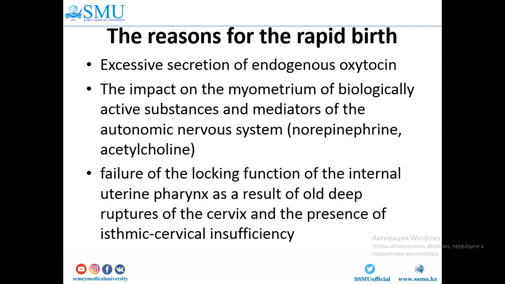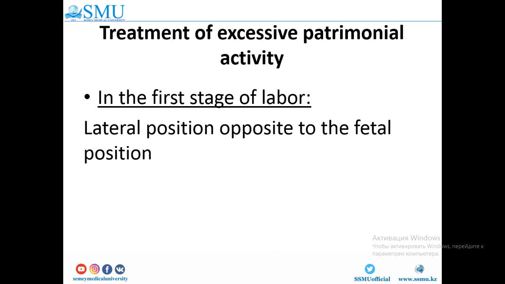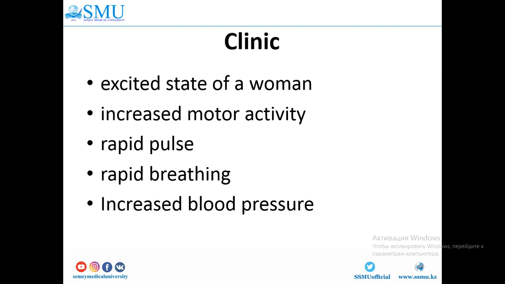The reasons for the rapid birth: excessive secretion of endogenous oxytocin, the impact on the myometrium of biologically active substances and mediators of the autonomic nervous system, norepinephrine, acetylcholine, failure of the locking function of the internal uterine pharynx as a result of old deep ruptures of the cervix and the presence of isthmic cervical insufficiency. Treatment of excessive labor activity: in the first stage of labor, lateral position opposite to the fetal position. Excited state of woman, increased motor activity, rapid pulse, rapid breathing, and increasing blood pressure is a clinic of excessively strong labor.